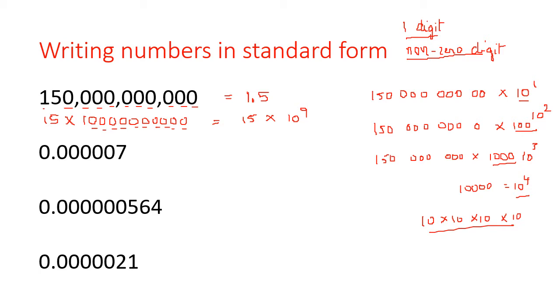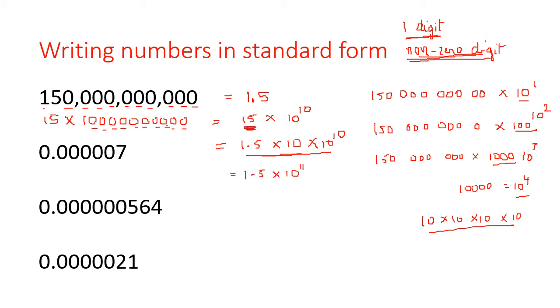1, 2, 3, 4, 5, 6, 7, 8, 9. Sorry, I have to write it as 15 into 10 raised to 10. But the standard form rule says there should be only one digit before the decimal point, and that must be a non-zero digit. So I can write it now as 1.5 into 10. Why? Because 1.5 into 10 gives me 15, and into 10 raised to 10. So the total number becomes 1.5 into 10 raised to 11.